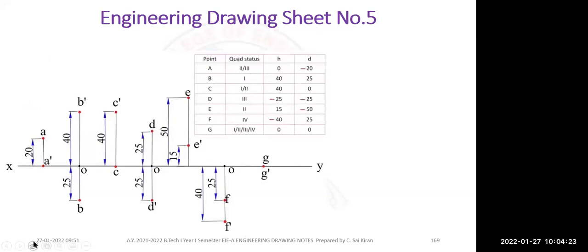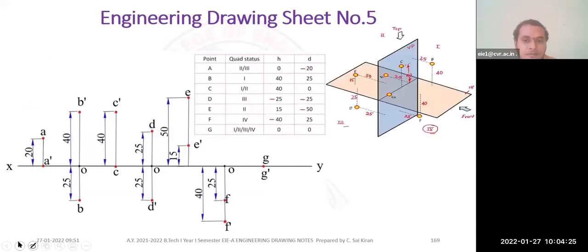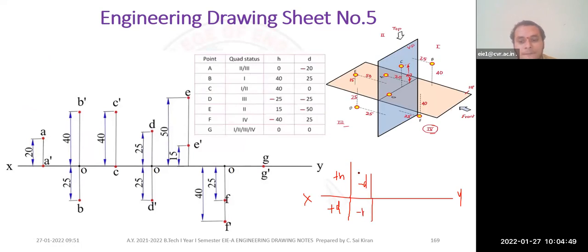So this is about my problem. Same thing, you can visualize this one and you have to draw this one. Main concept, XY: whenever H is positive, it will be above the XY line. Whenever D is positive, it will be below the XY line. And whenever it is reverse, whenever D is negative, it will be above the XY line. Whenever H is negative, it will be below the XY line. With respect to H, I have to give the small letter and dash, and with respect to D distance, I have to give the small letter.